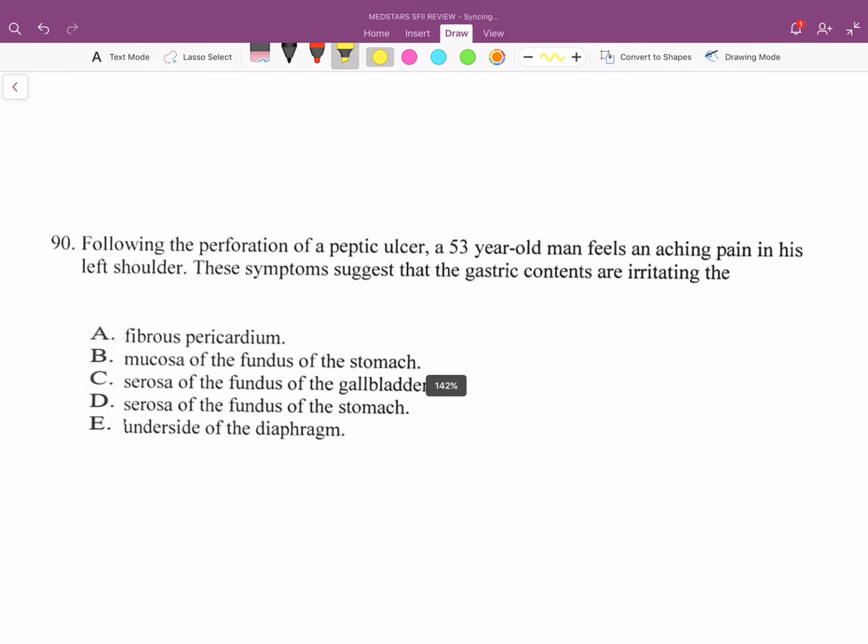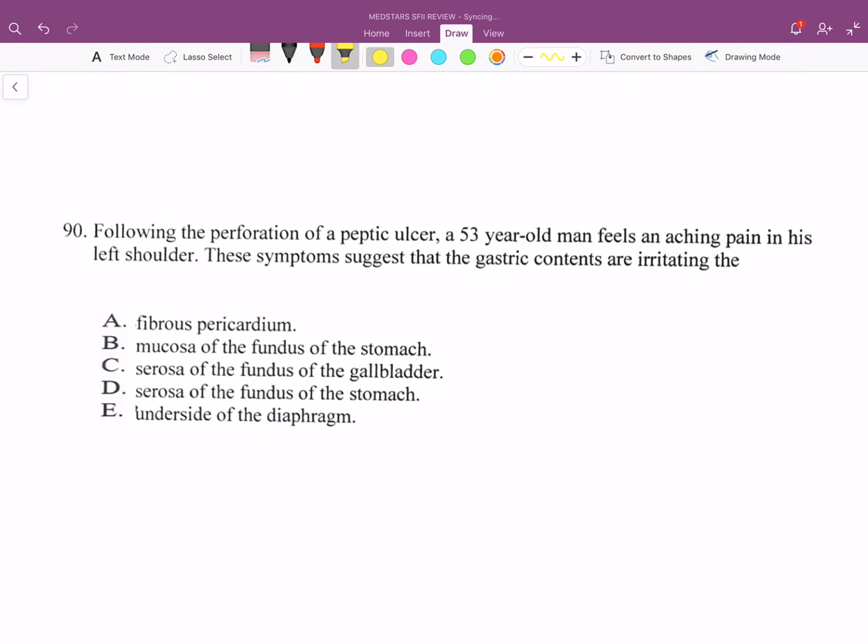And just to make sure you tie this all in, let's look at number 90. It says, following the perforation of a peptic ulcer, a 53-year-old man feels an aching pain in his left shoulder. These symptoms suggest that the gastric contents are irritating the... So this is just a kind of throwback to like SF1, SF2. Perforation means opening, right? So the peptic ulcer can be either gastric or duodenal. Point is, it opened. And when it opens, you have all of that gastric content spill out into the peritoneum. And it's going to irritate local structures, right?